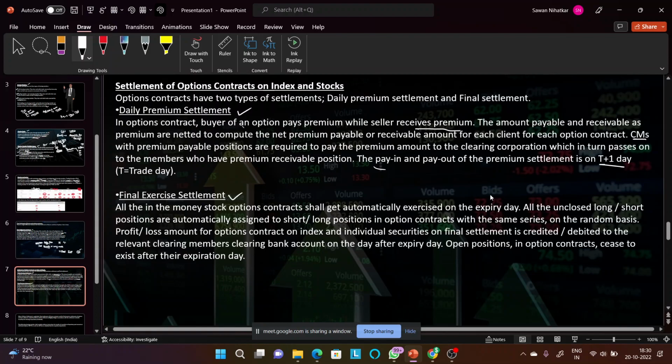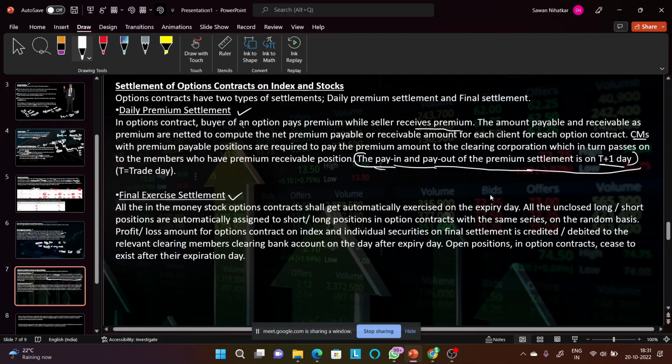Now, इस बाकी जो भी text था, it is not very significant, but this last part is very significant. The pay in and payout of the premium settlement will be T plus 1 day. Now what do you mean by T plus 1 day?